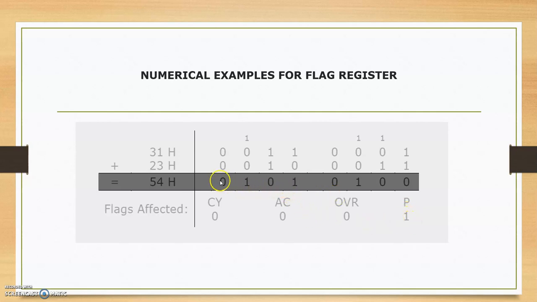And the overflow flag. The number 54 is within the range, but the system determines the overflow by XORing the last carry and the second last carry, that is the carry from C6. C6 is the carry into the MSB, and C7 is the carry out of the MSB. Here C6 is 0, and C7 is also 0. So 0 XOR 0, you get 0. So the overflow flag is also 0.